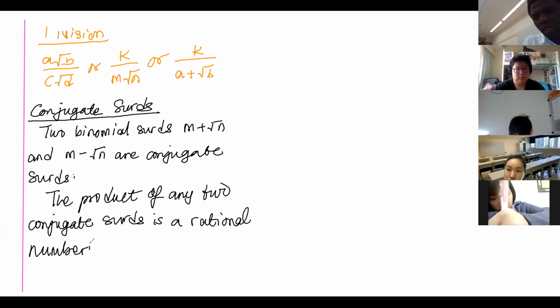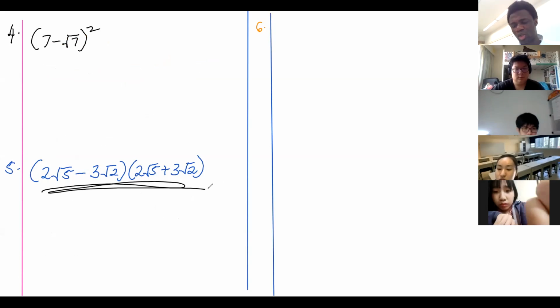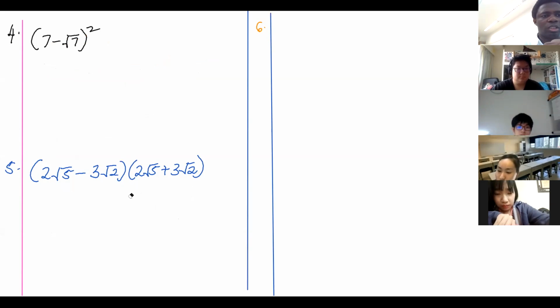Did you notice that when you did expansion of numbers like this, that you used difference of two squares, that you only got a number, not a square root? Did you notice that? Yes. So when the surds are conjugate surds, you always get a number, no surd.